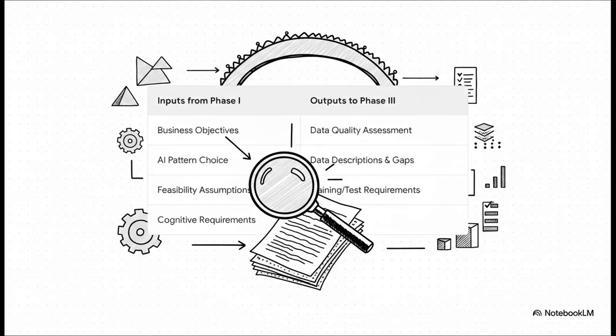For the exam, you need to think of Phase 2 as this vital bridge. It takes all the big ideas, the business goals, and all the assumptions from Phase 1, and it tests them against the cold, hard reality of your data. And the report you create here, your data quality assessment, is what you hand over to Phase 3. It connects the what we want to do with what we can actually do.